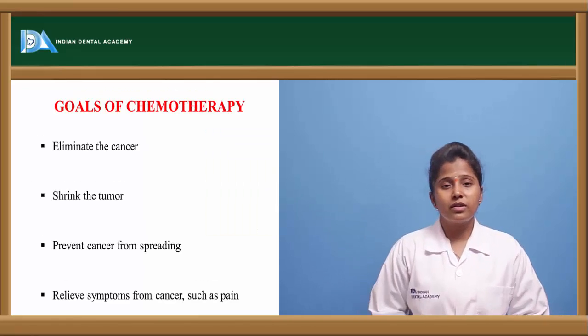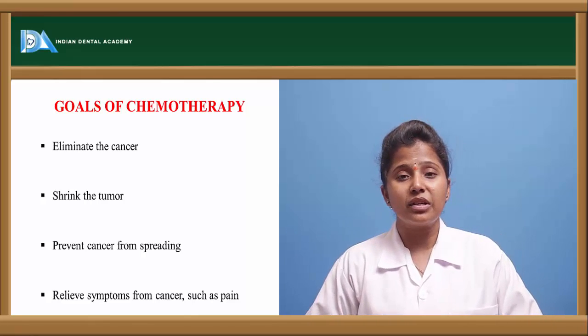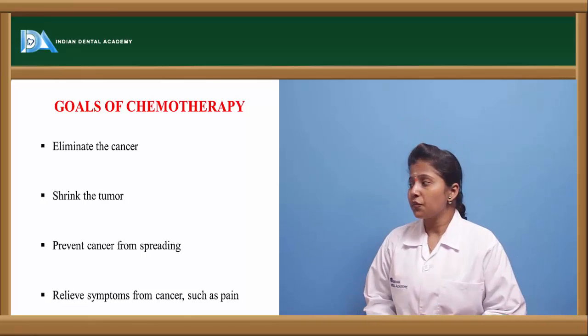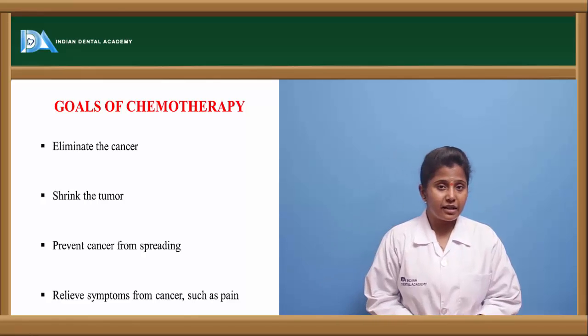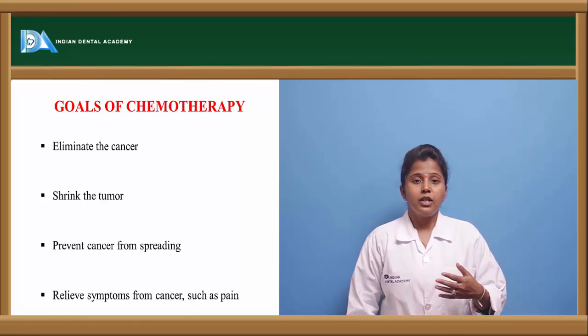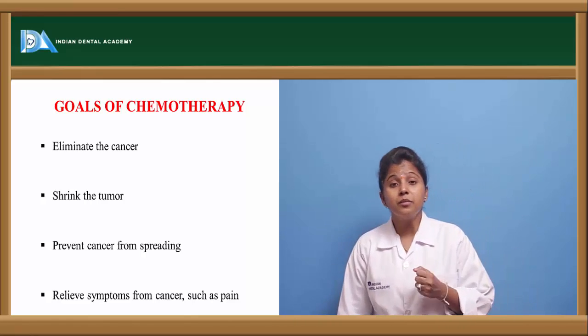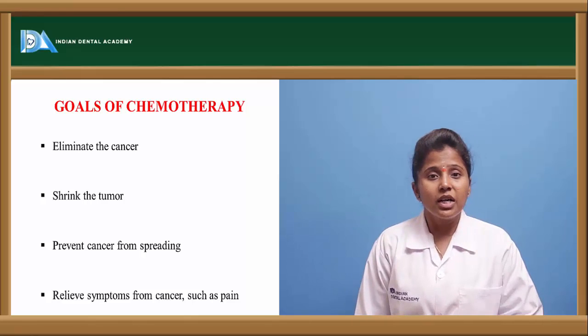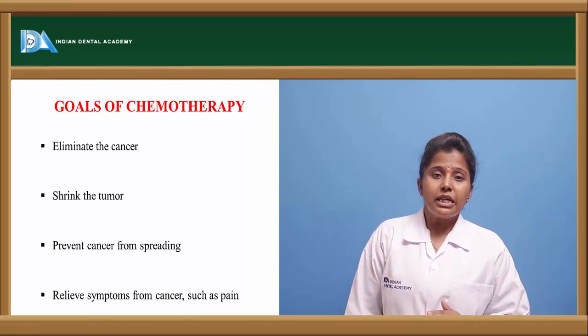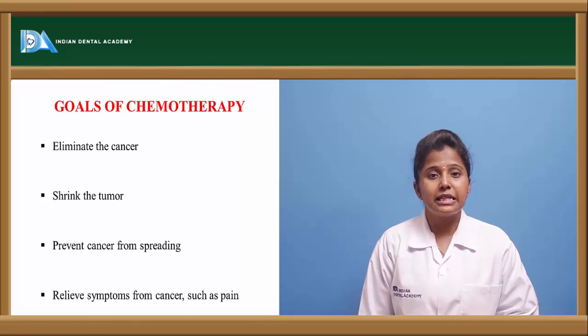What are the goals of this chemotherapy? Why is chemotherapy done to a patient? The first thing is to eliminate the cancer. That is the ultimate motive. Cancer cells have to be removed out of the body. If not, they spread all over the body, even leading to the death of the patient in some cases.